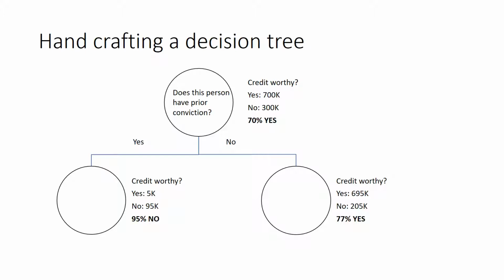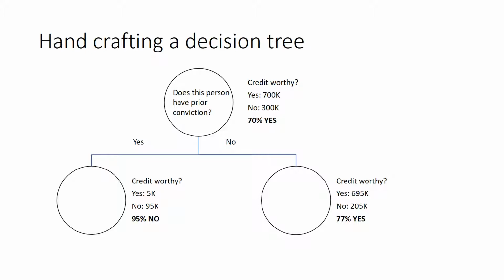Now let's evaluate this particular tree. Let's think a little bit more on this. What has happened? What has happened is that in the parent node, I had 70% yeses, 30% no's.